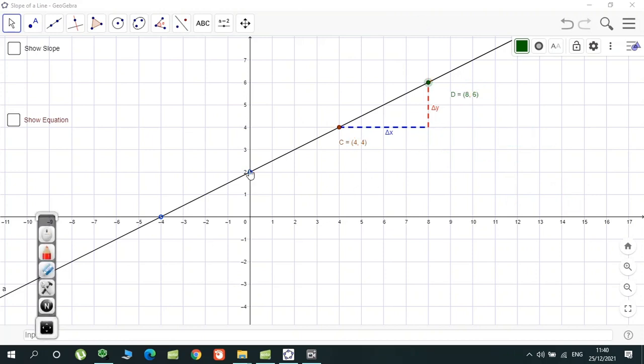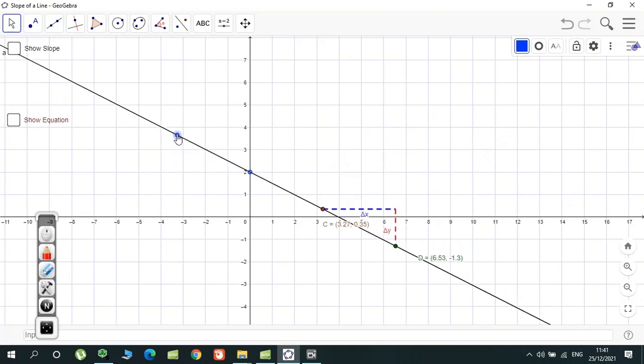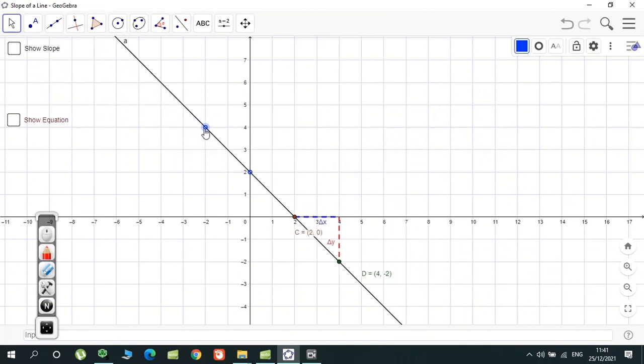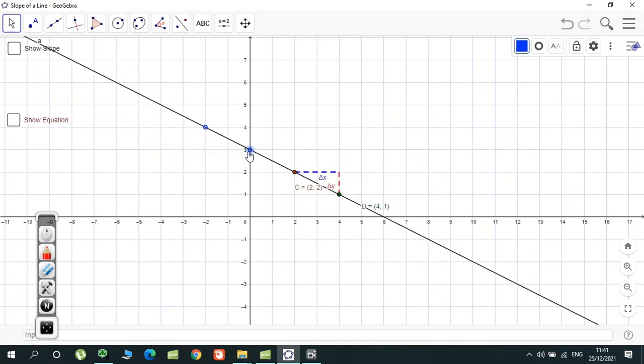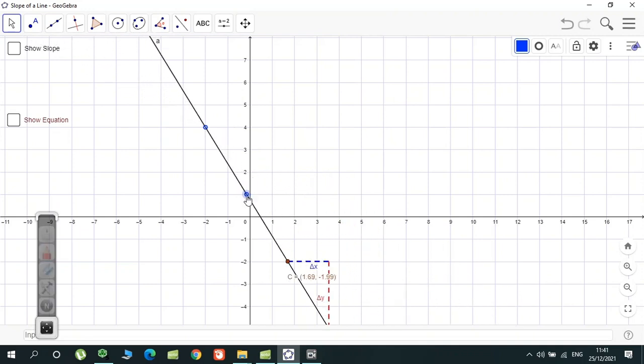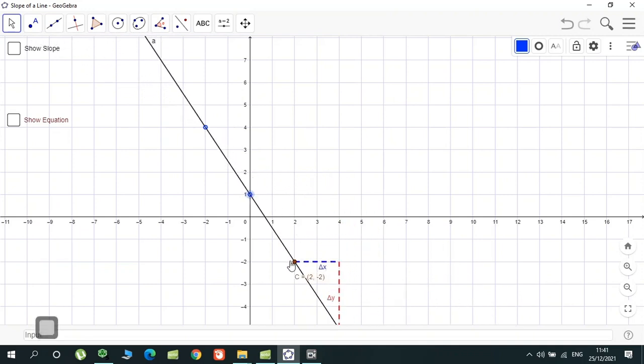Let's change this line. Let's change this line. This one is here.